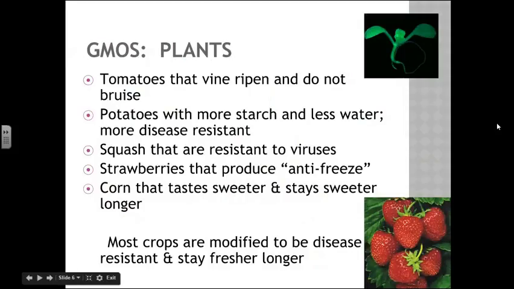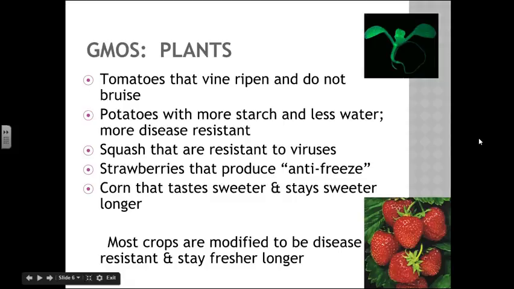So some examples of plants that are GMOs are tomatoes that ripen, but they don't bruise, potatoes with more starch so that they're more disease resistant, squash that are resistant to viruses, strawberries that can produce antifreeze so that they don't freeze when the cold comes to their area, corn that tastes sweeter and stays sweeter longer.